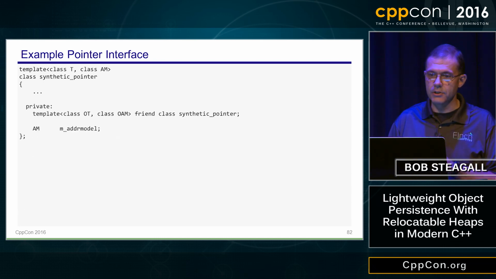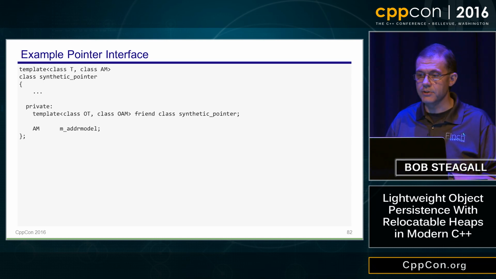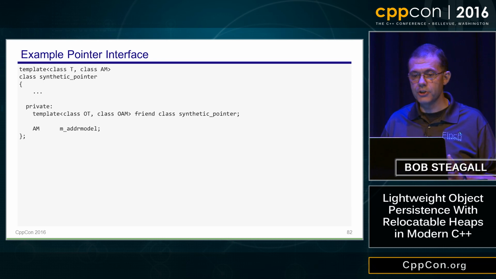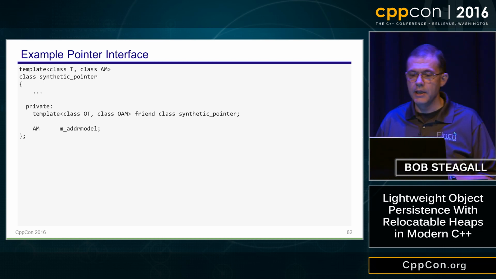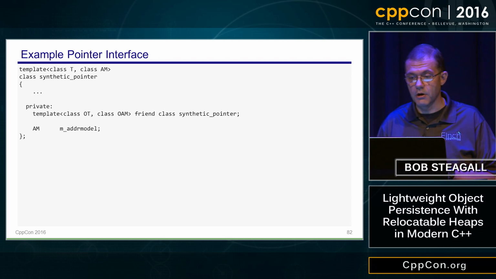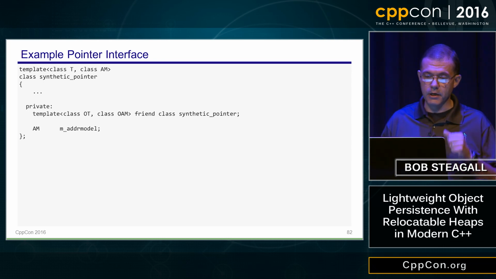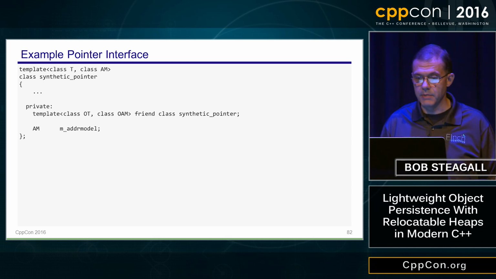And finally, the private section of the class is quite simple. This is where an instance of the addressing model is stored. Now, there's a friendship declaration to all of its cousins. It grants friendship to any other synthetic pointer template, although its purpose is to permit one of the conversion constructors we saw earlier, which means converting synthetic pointer of T, AM to synthetic pointer of U, AM. Assuming that conversion makes sense.